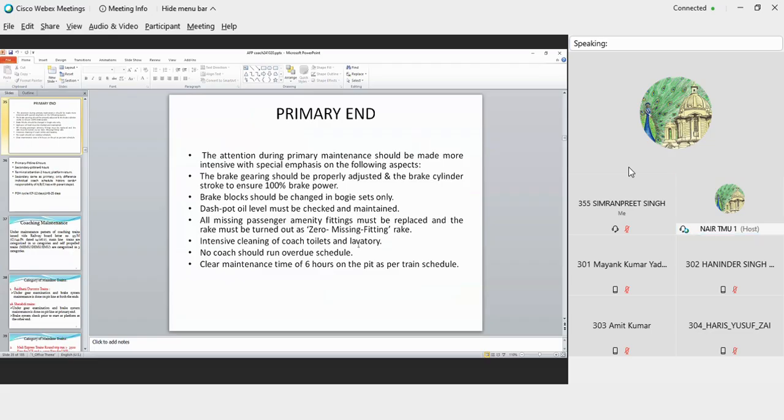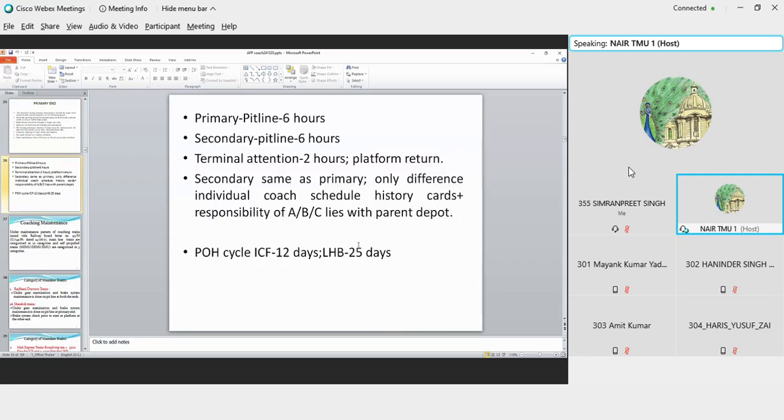Now these are some of the attentions which are given in the primary end. We see basically brake blocks, dashpot oil, intensive cleaning, whether brake gearing is 100% working or not. So these are the attentions at primary end. The similar are the attentions at secondary end. If secondary maintenance is involved, the only difference is the coaches are owned by the primary fellow. Like primary pit line 6-hour occupation, secondary pit line 6 hours occupation, terminal attention or platform return is 2 hours. This is the time which they need.